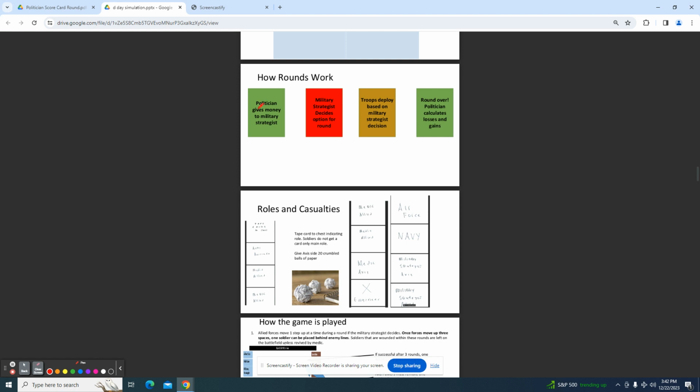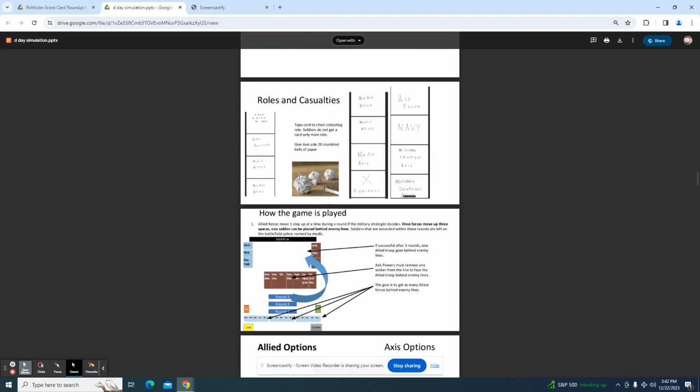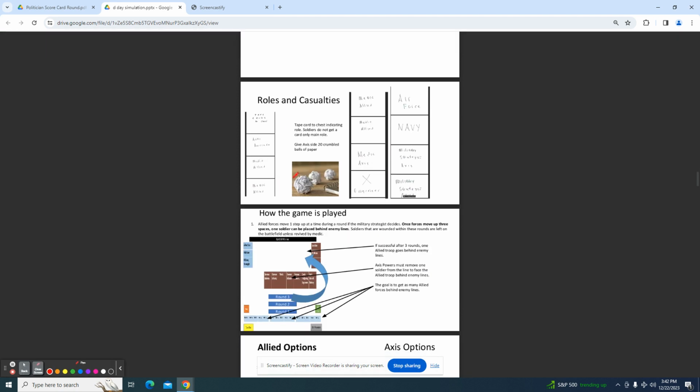Within each round, politician gives money, the military strategist makes a decision, and then troops deploy based on the directions of the military strategist, and then the round is over. So we will first start off with the Axis side. This will play out, and then we'll go to the Allied powers, and that round will be over, both paying $1. And then the second round begins. This simulation does require balled up paper, and most of that paper will go to the German side here.